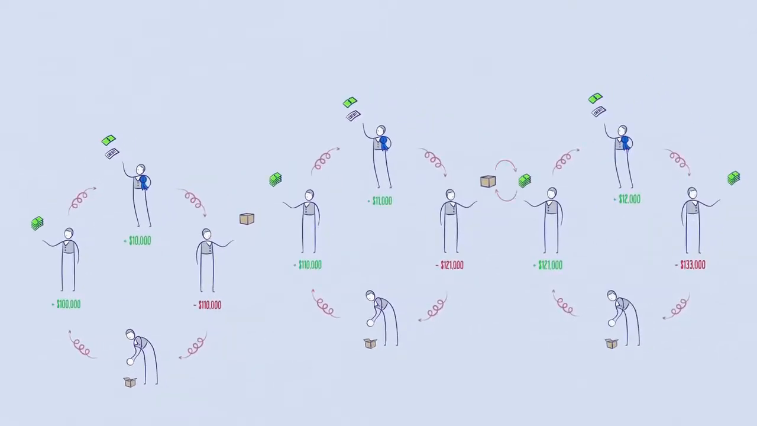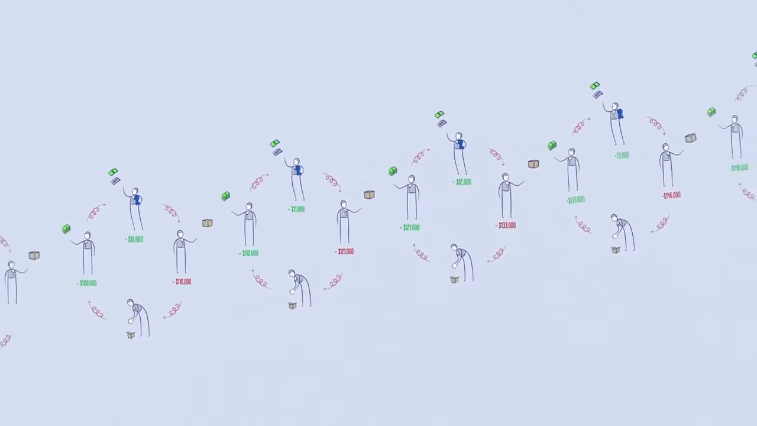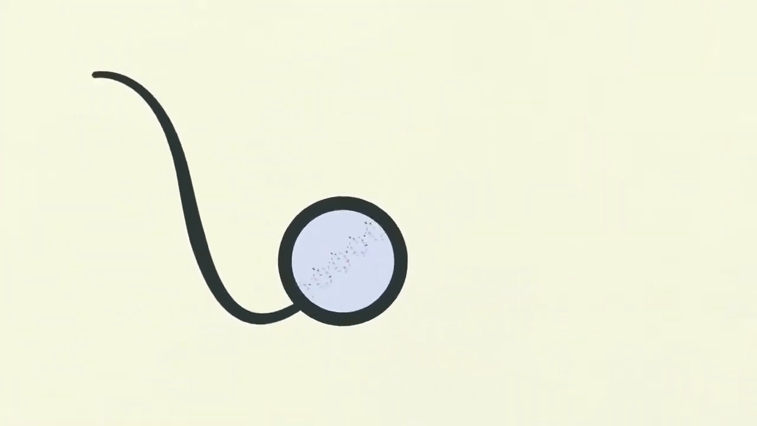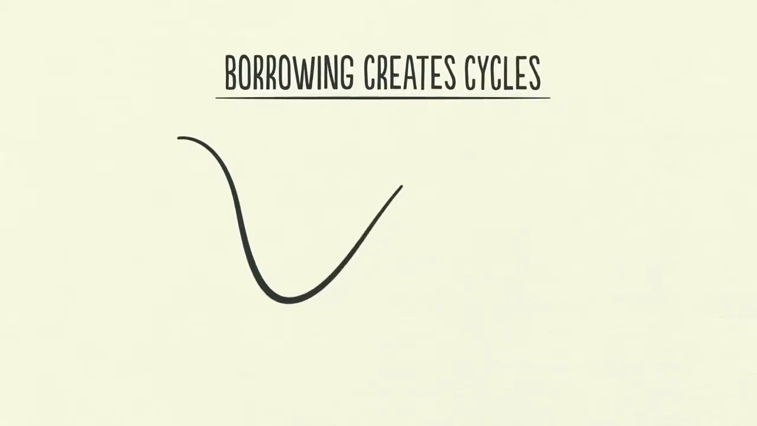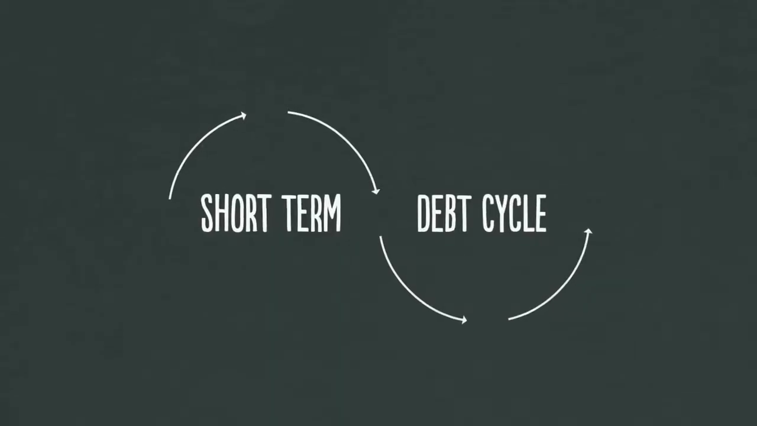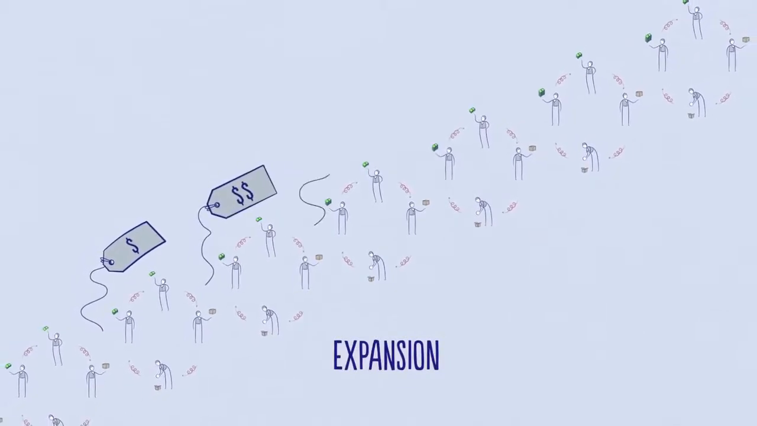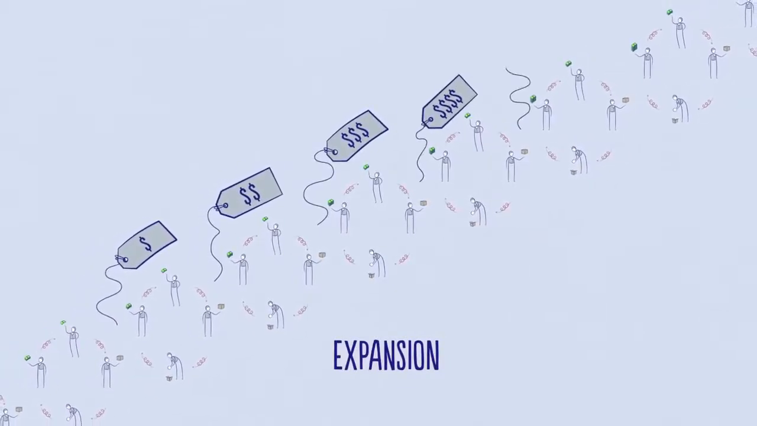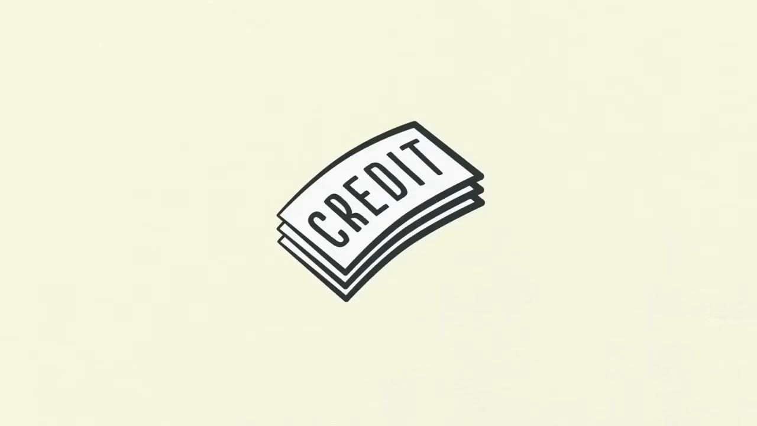His spending is another person's income, and by following the transactions, we can begin to see how this process works in a self-reinforcing pattern. But remember, borrowing creates cycles, and if the cycle goes up, it eventually needs to come down. This leads us into the short-term debt cycle. As economic activity increases, we see an expansion, the first phase of the short-term debt cycle. Spending continues to increase and prices start to rise. This happens because the increase in spending is fueled by credit, which can be created instantly out of thin air.